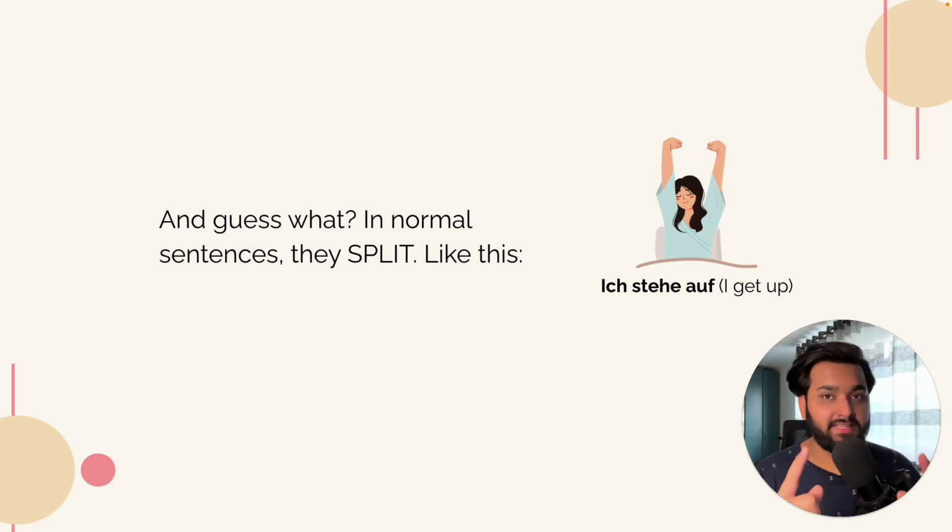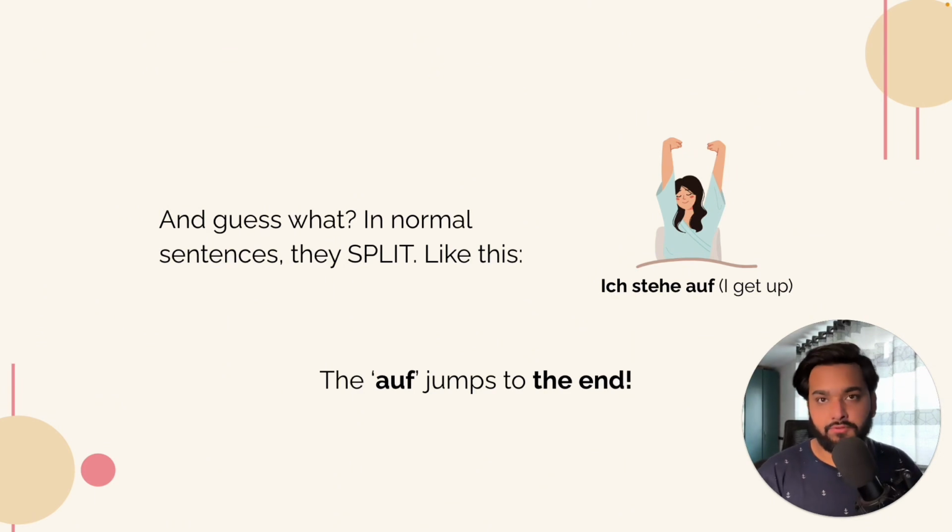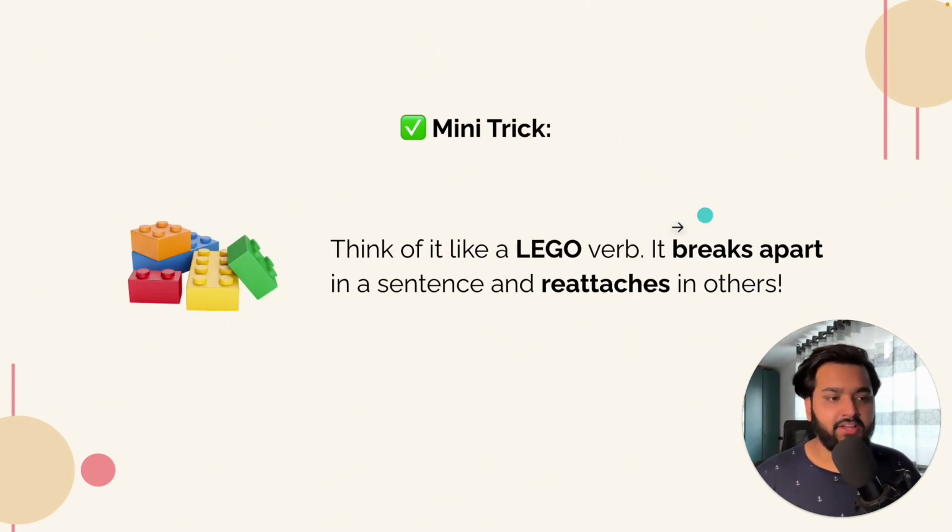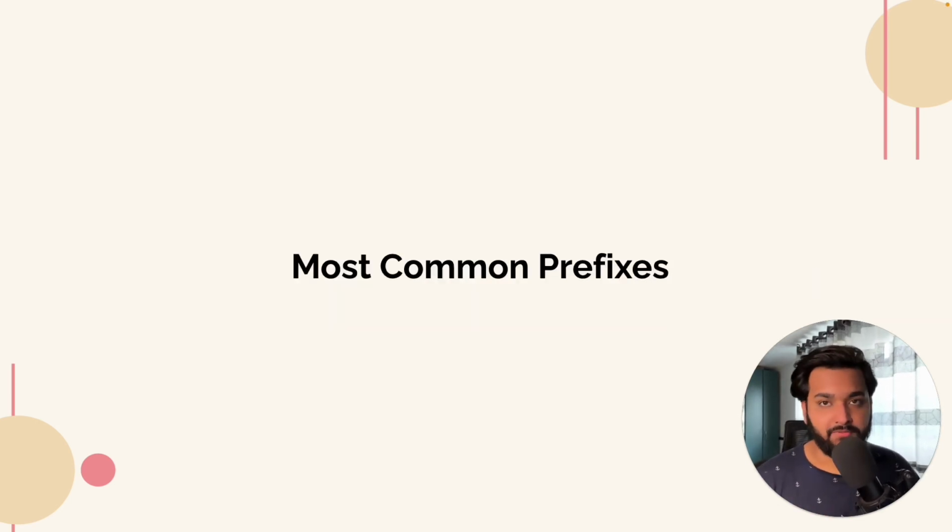So the main verb is aufstehen, then you have to split it and say ich stehe auf or du stehst auf. As you can see, the auf jumps to the end. Here's a mini trick for you: think of it like a Lego verb. It breaks apart in a sentence and reattaches in others. Now let's go through some of the most common prefixes.